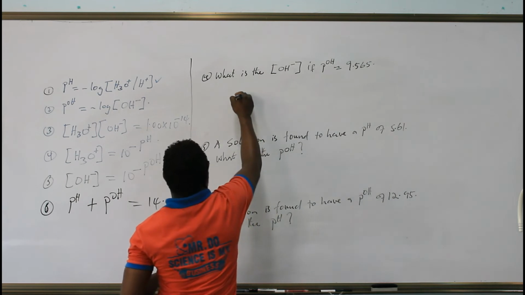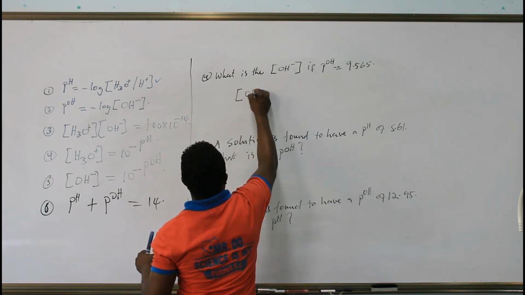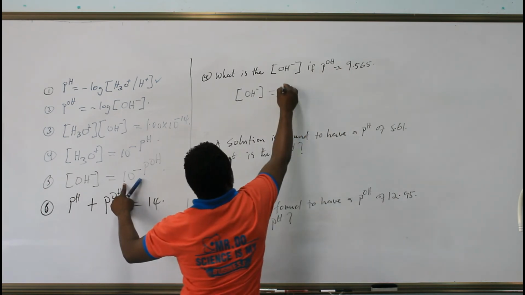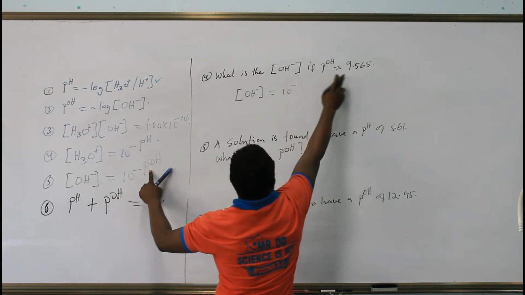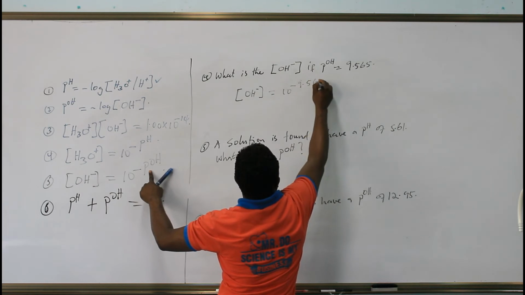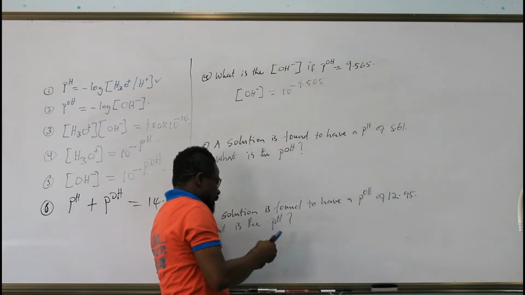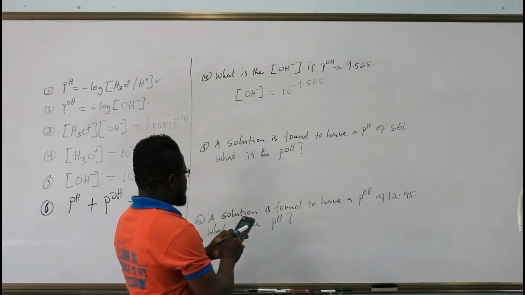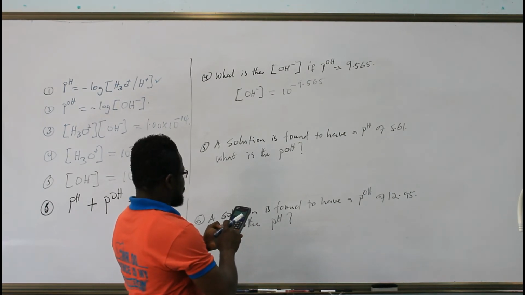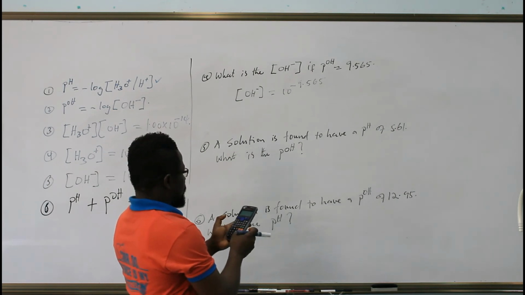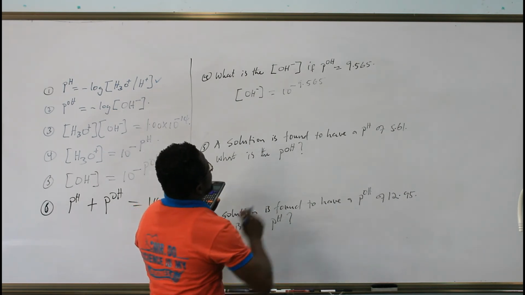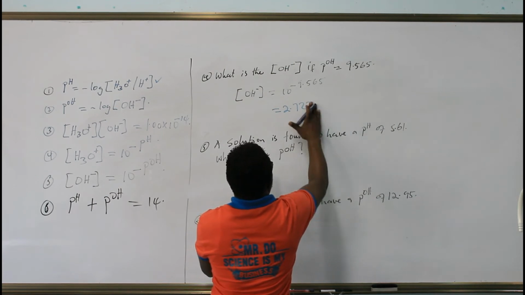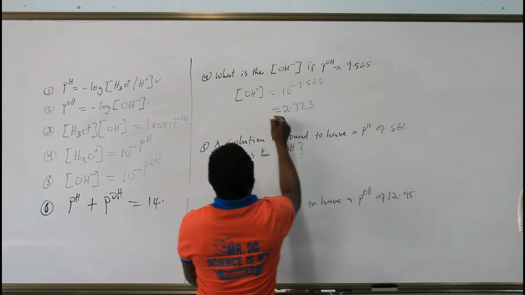From formula number 5, the concentration of OH minus is what I'm looking for, and I am given the pOH. So this is 10 exponent negative pOH, and the value of the pOH is 9.565. So straight away, I take my calculator and substitute that into it. So we're going to have negative 9.565. And when we do that, we leave it in the correct sig figs, which is 4. In this case, we're going to have 2.722, sorry, 2.723. And that becomes the answer.